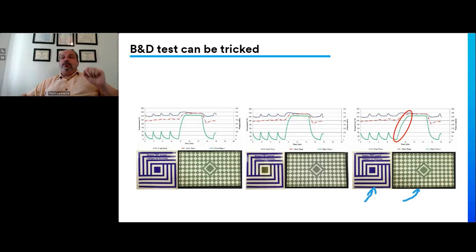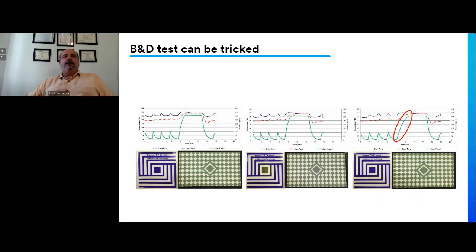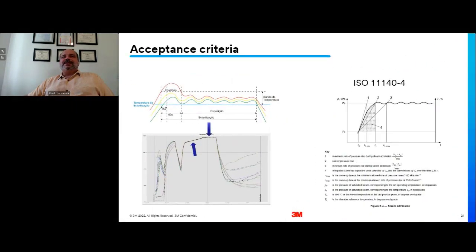And the reason for that is that when the Bowie-Dick is developed and tested, it follows a very specific standard. We have ISO 11140 part 4 and 11140 part 5. And both standards, and I'm going to talk about part 4 that has more technical requirements, look at the come-up curve as a continuous curve without any delays.